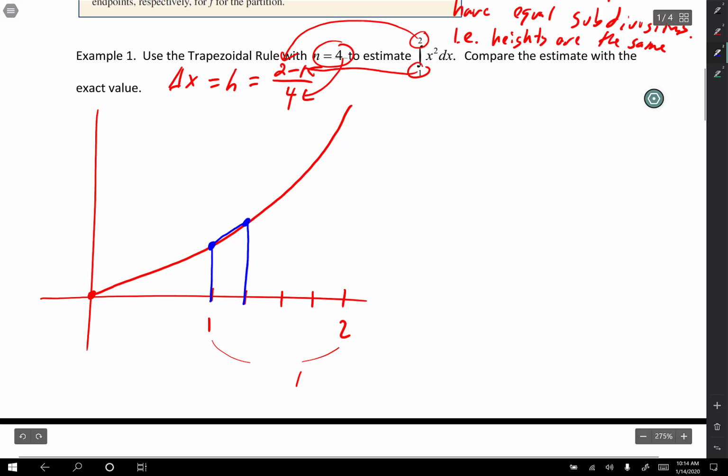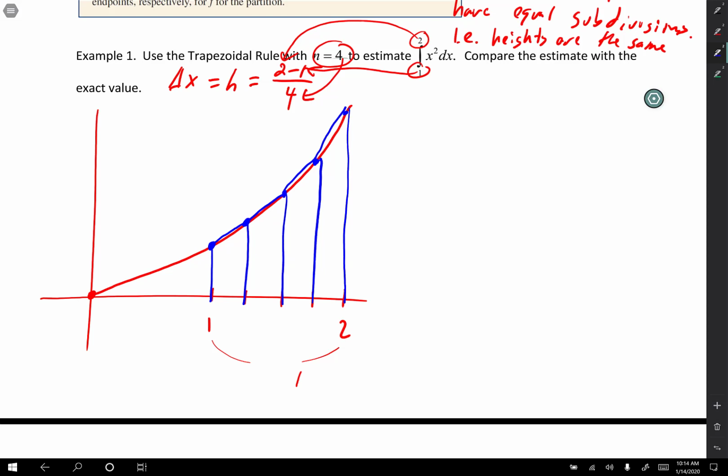Then I go to 1.5, put a point, connect the dots. Then I go to 1.75, put a point, connect the dots. Then I go to 2, put a point, connect the dots. Are all the heights of these trapezoids the same? Remember, the heights are these guys right here in green. Are they all the same? Can I use the formula?